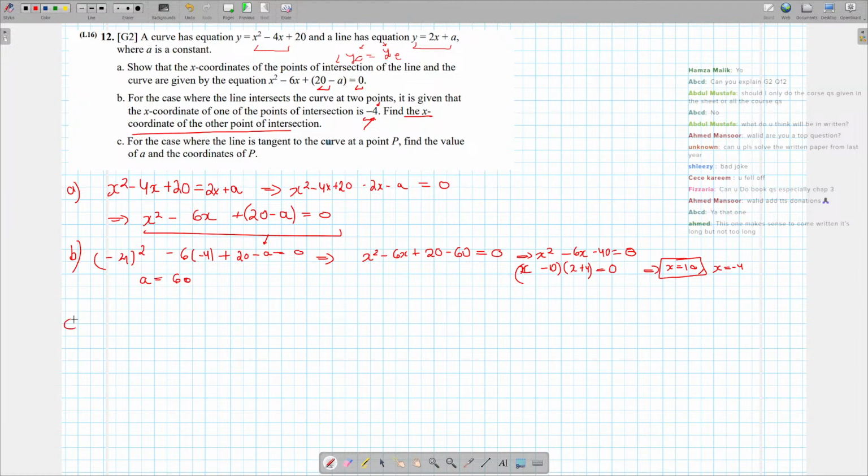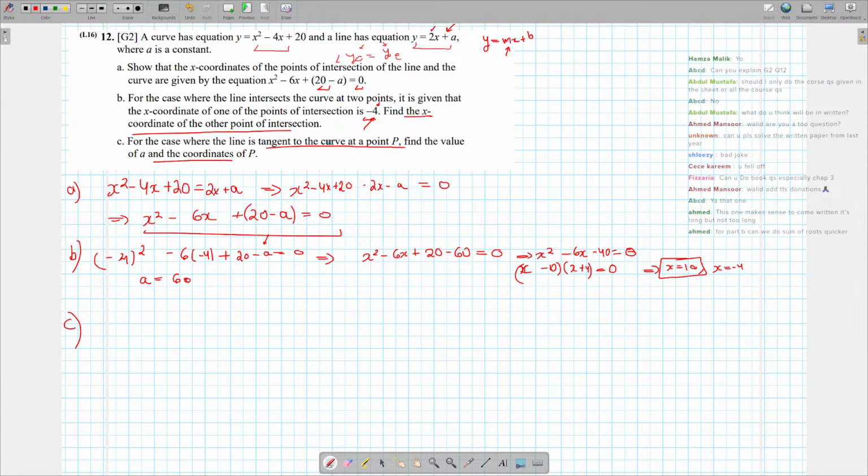Part C, for the case where the line is tangent to the curve, find the value of a and the coordinates of P. They gave you the equation of the line, 2x plus a. You know that for the line y equals mx plus b, the coefficient of x is always the slope. So 2 in this case is the slope of the tangent. So you have to say 2 is the gradient of the curve at the point of tangency, right?